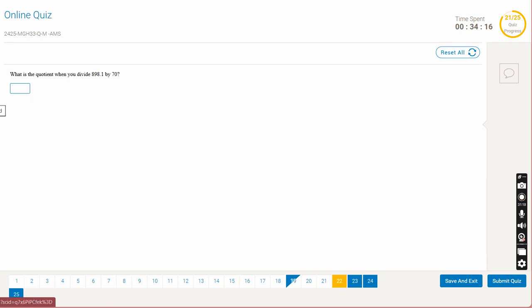Okay, now what is the quotient when you divide? This is easy. You can do this on your time. It's not something different, right? 12.83 is the answer for this one. Let's go to the next one.